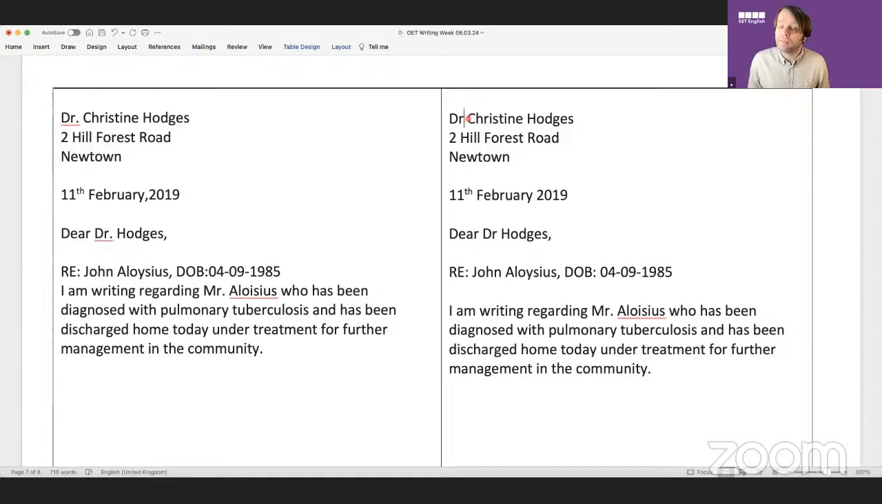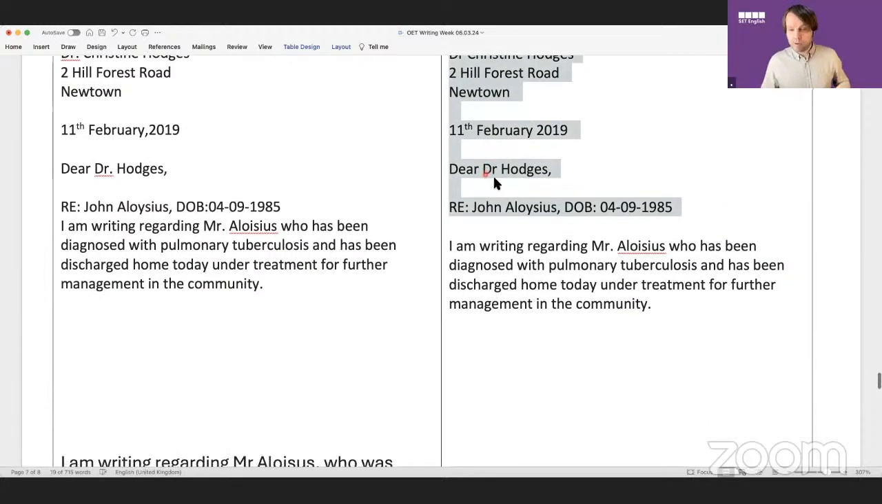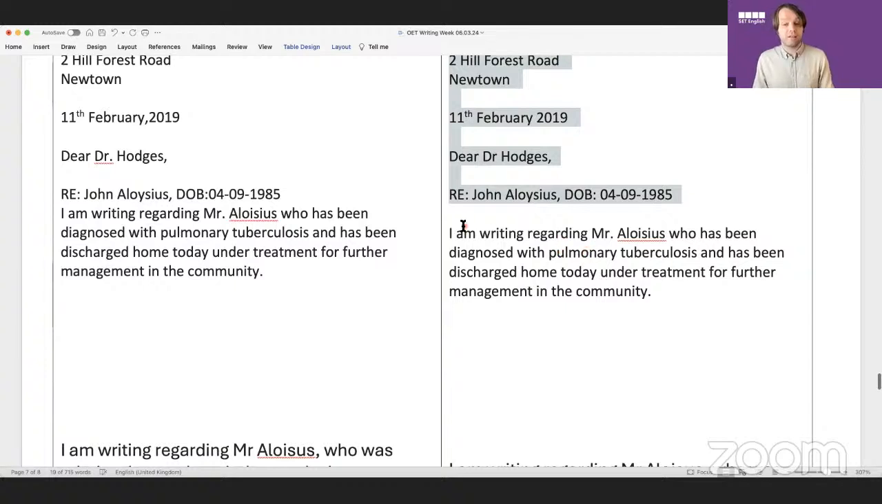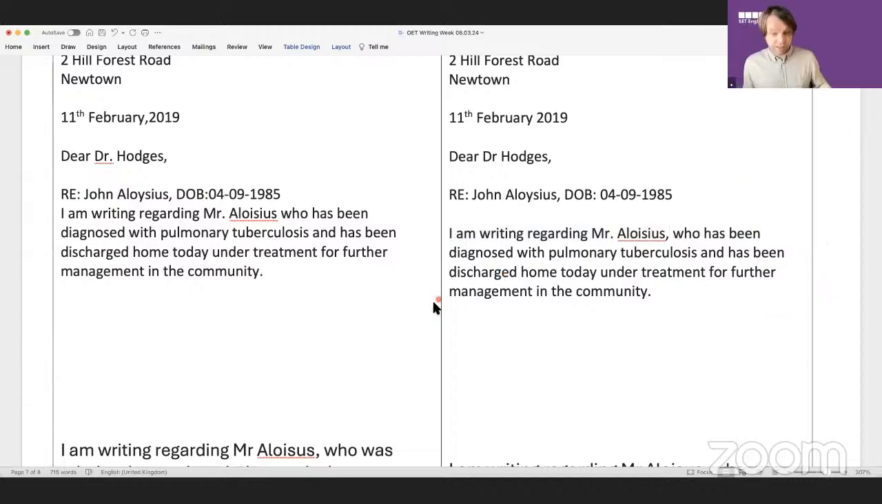Ellen? Go on, Khalid. Yes, there's a mistake, I see. I am writing regarding Mr. who has been diagnosed. Well, let's move on to this then. Khalid and Nozad, did you see here? What's the error? We need a comma here. There should be a comma after the name, before the relative clause. We'll have Michelle, we'll have Nozad, we'll have Khalid.